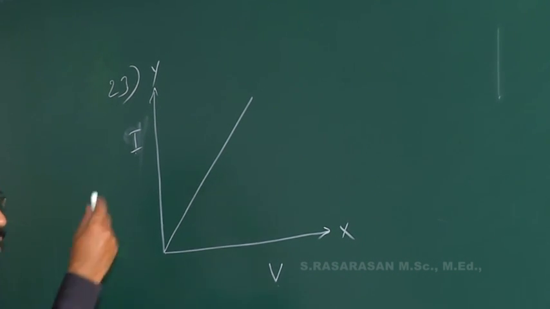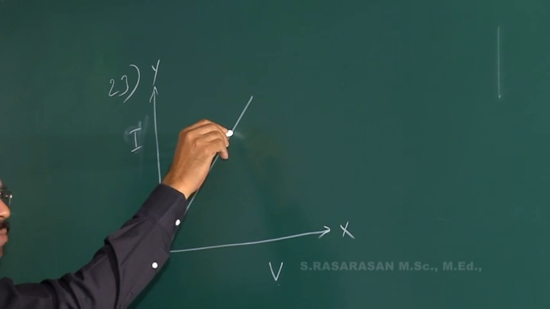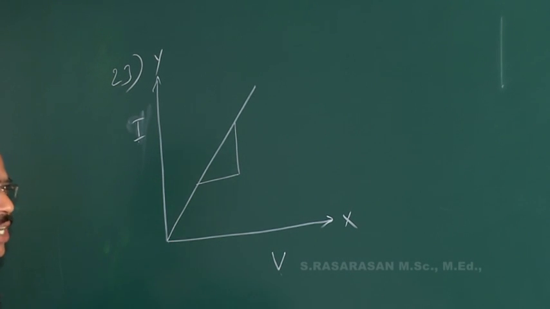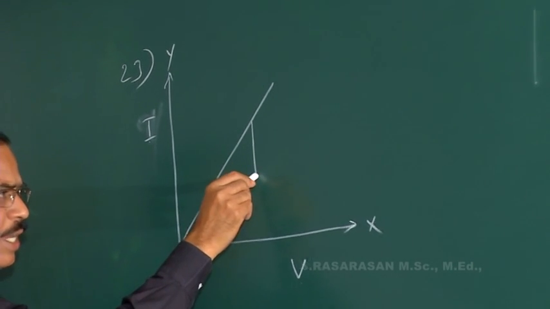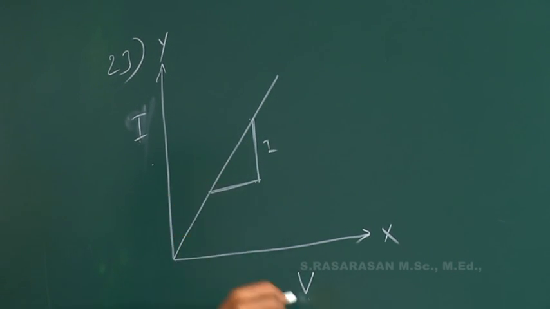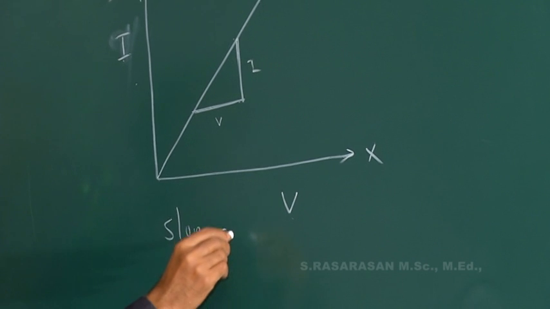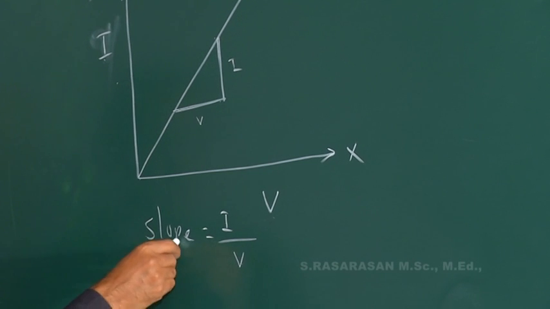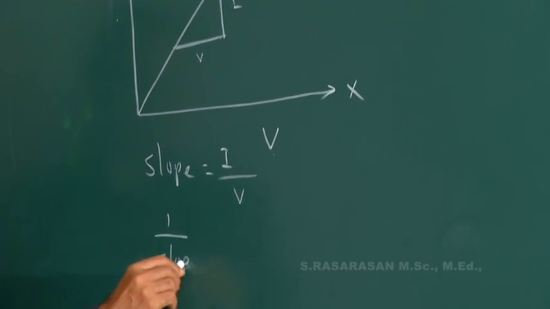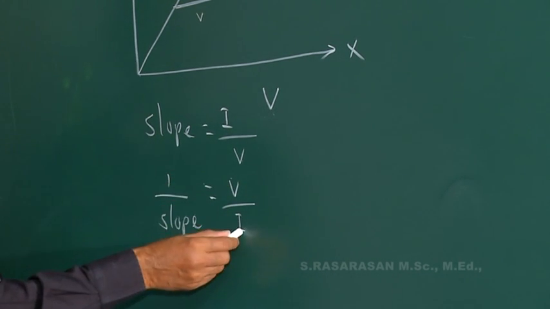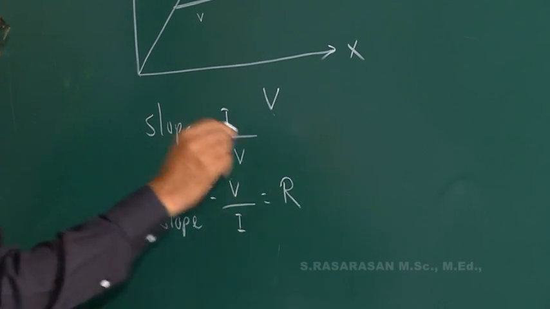If we take the slope of the straight line, the slope is nothing but tan theta. Take a triangle. What is tan theta in this triangle? Opposite side by adjacent side. Opposite side is current, adjacent side is voltage or potential difference. So the slope of this graph gives nothing but I by V. Current by voltage is the slope, or 1 by slope, the reciprocal of the slope, is V by I. Potential difference by current, voltage by current, is called resistance.